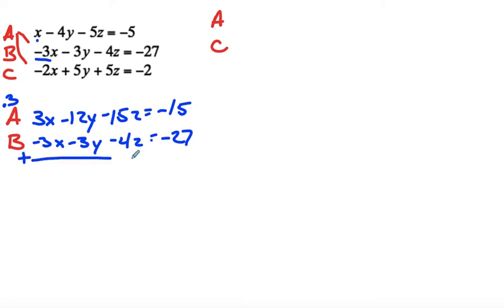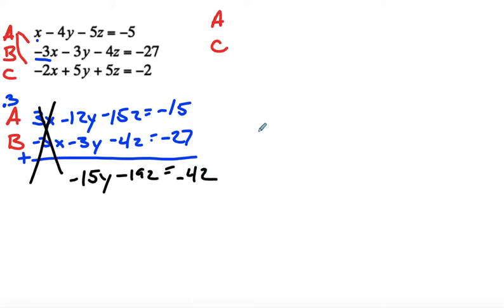And then I'm ready to add. So when I do that adding, x's cancel. I'm left with negative 15y minus 19z equals negative 42. For my second one, in order to make this into a positive 2 so that those match, I need to multiply this equation by 2. So I get 2x minus 8y minus 10z equals negative 10. And the bottom equation stays the same.